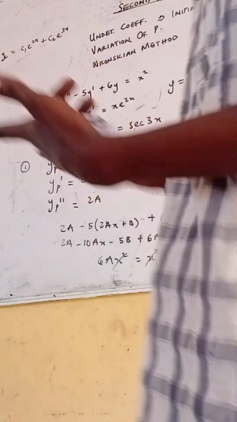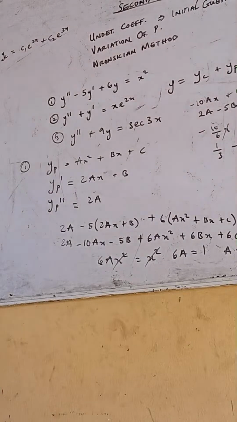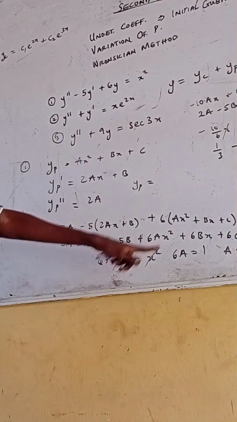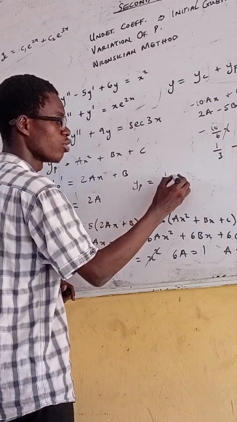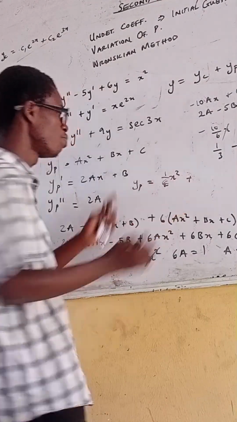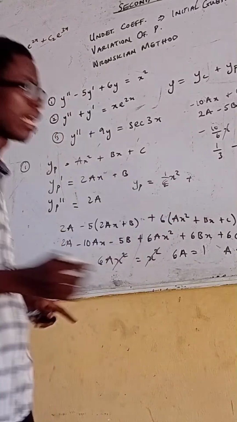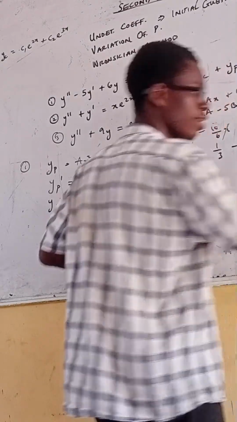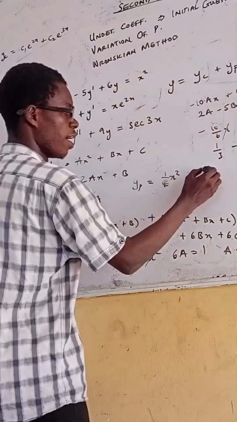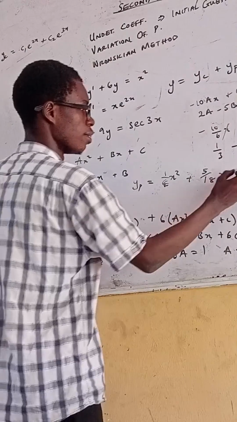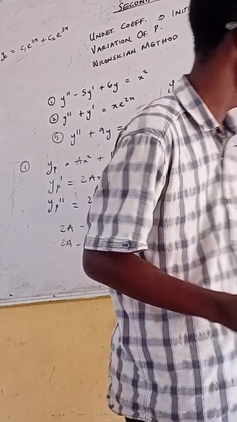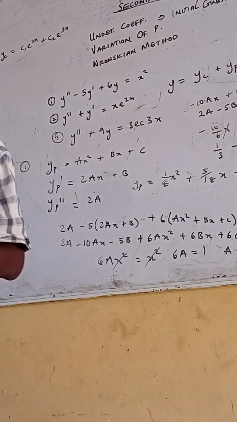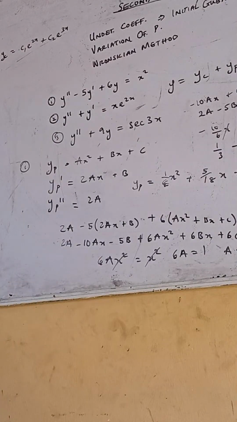So you have gotten a, you have gotten b, you have gotten c. So our yp equals what? Y particular is now equal to a x squared. What's a? 1 over 6. So 1 over 6 x squared plus what's b? bx. b is 10 over 36. I can reduce this by 2: 5 over 18. Plus c. What is c? c is 19 over 108.